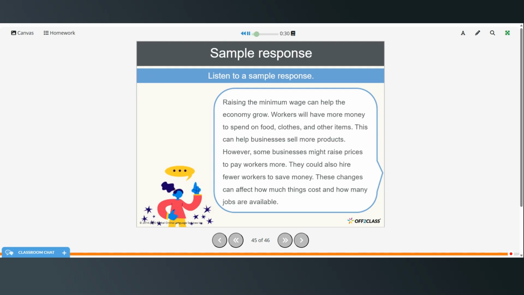Raising the minimum wage can help the economy grow. Workers will have more money to spend on food, clothes, and other items. This can help businesses sell more products. However, some businesses might raise prices to pay workers more. They could also hire fewer workers to save money. These changes can affect how much things cost and how many jobs are available.